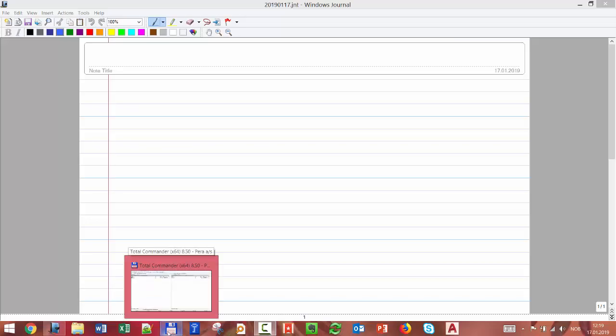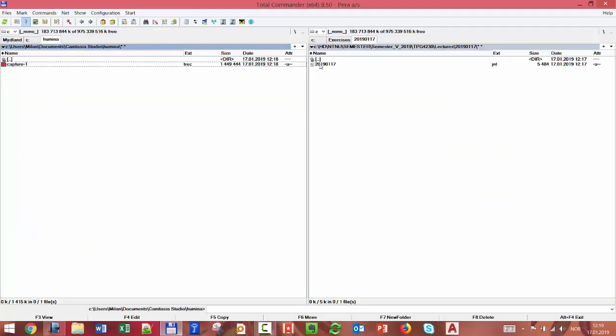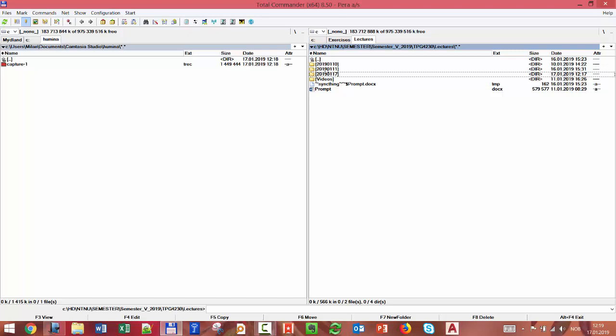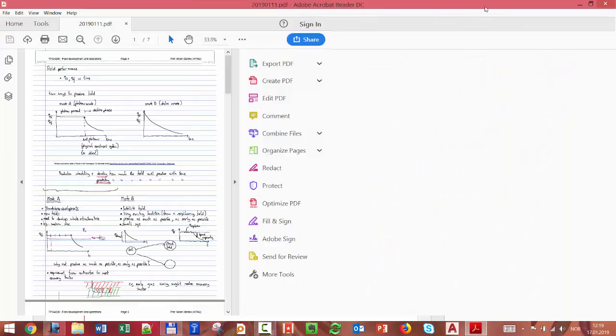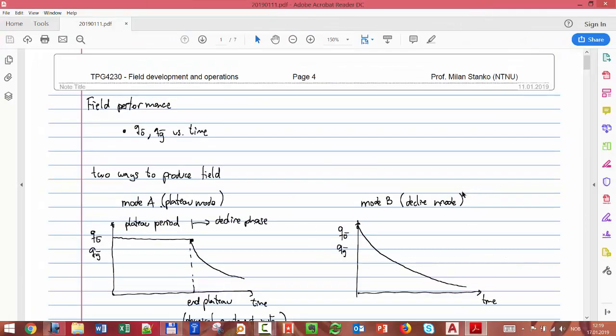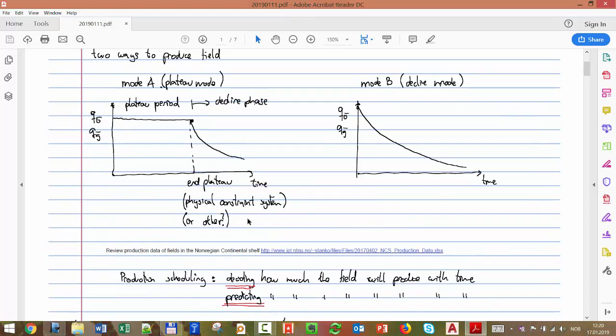Okay, so first I just want to remind you, as a refreshment, what we were doing last time. We jumped straight ahead into field performance. How do we produce fields typically? These two typical modes, mode A and mode B.